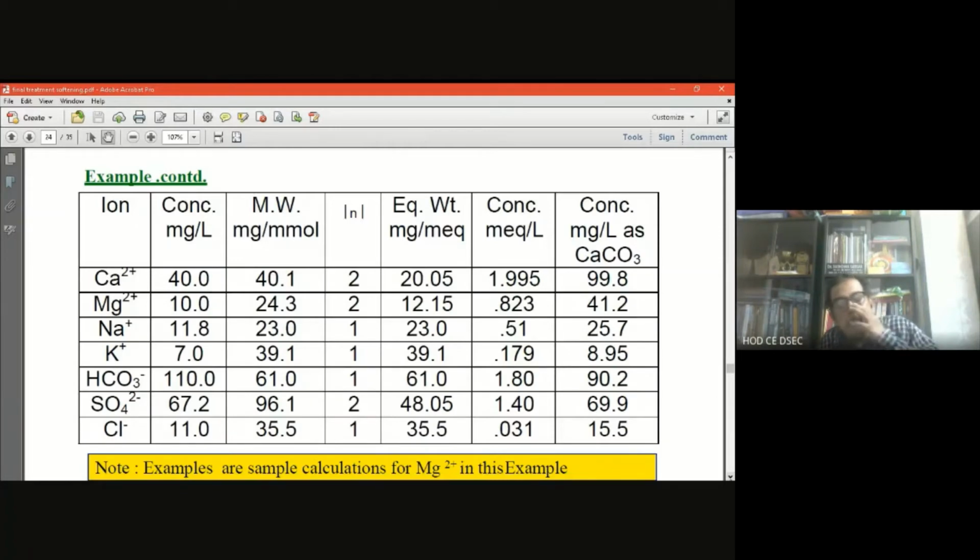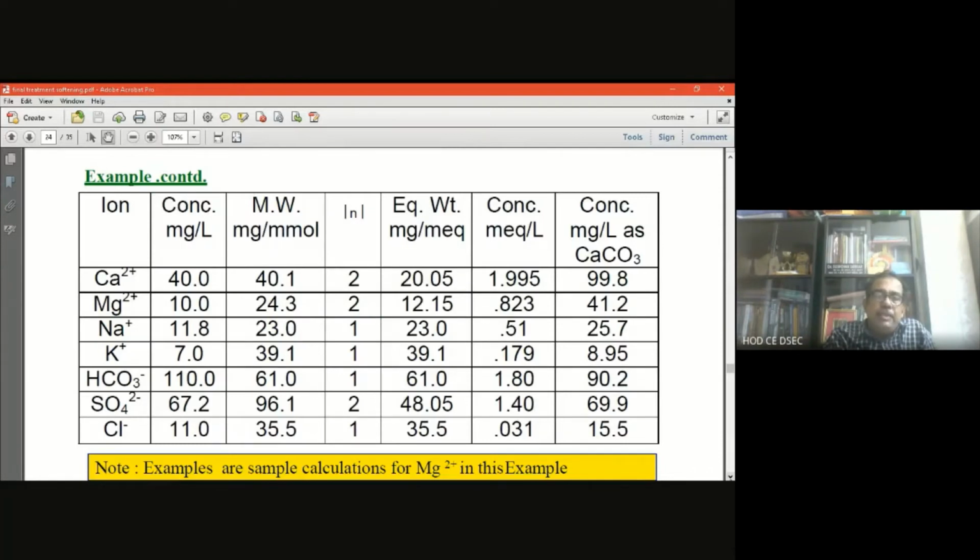So first, the ionic concentration is given, that is calcium 40 milligram per liter, magnesium 10 milligram per liter, sodium 11.8 milligram per liter. So those values are given in the question. Now, the molecular weights of the chemical ions are obtained from the periodic table in the chemistry portion, that you know. So that molecular weight of the ions has to be kept in your memory.